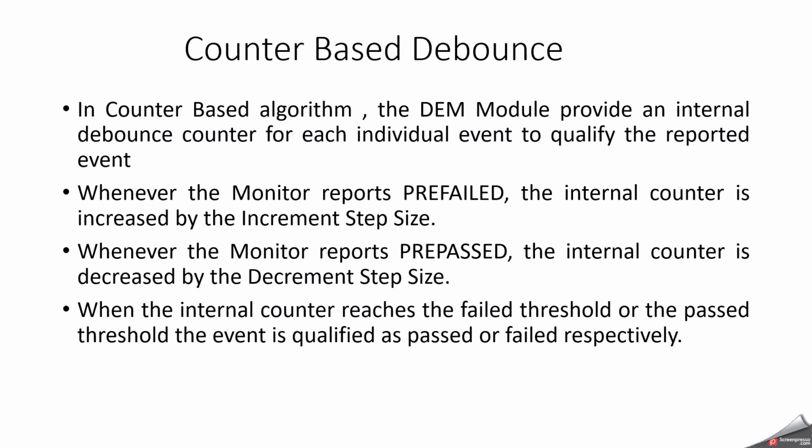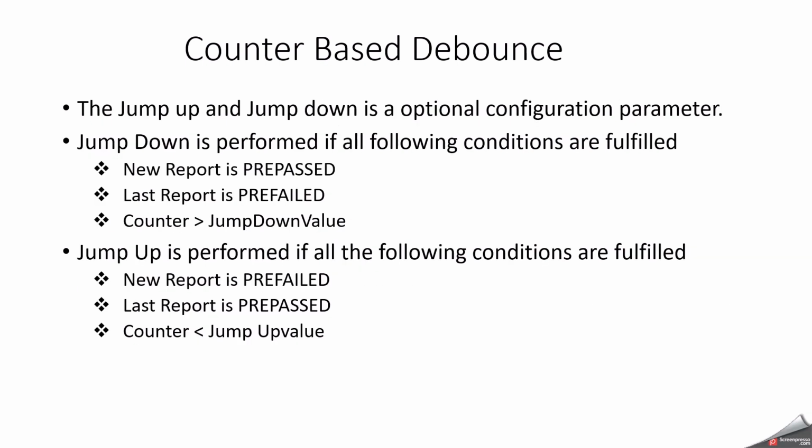When the internal counter reaches the failed threshold or the passed threshold, then the event is qualified as failed or passed respectively. Once the internal counter reaches the failed threshold, the particular event will be stored in the event memory and considered as failed. But when the counter reaches the passed threshold value, then the event is qualified as passed.